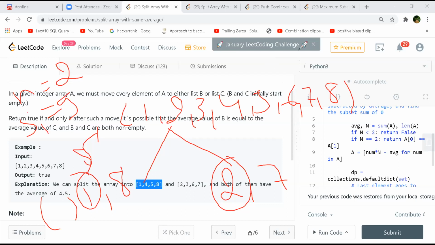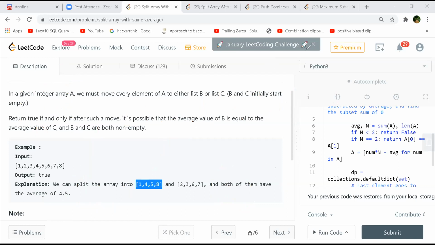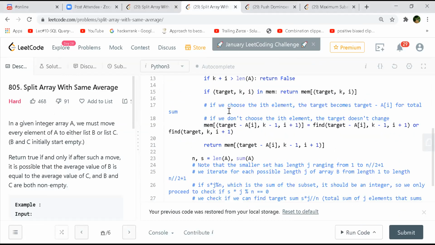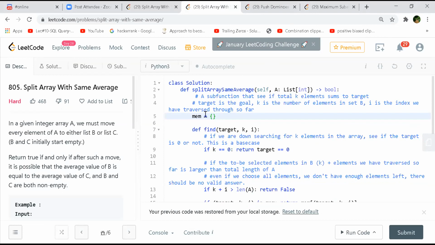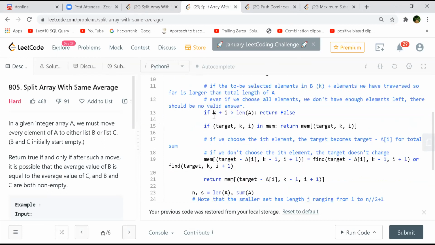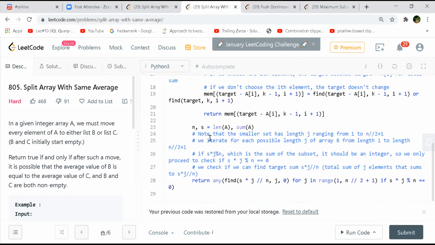Okay, go ahead. So I'm using just a memo dict for memoization, and the key is the length of the array and the sum of the array. And here is that formula I showed, that is working, right?